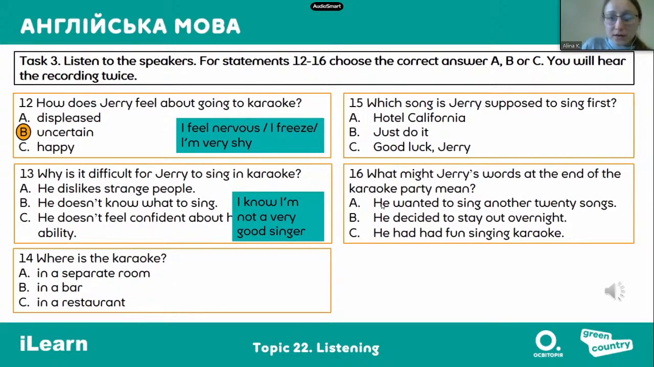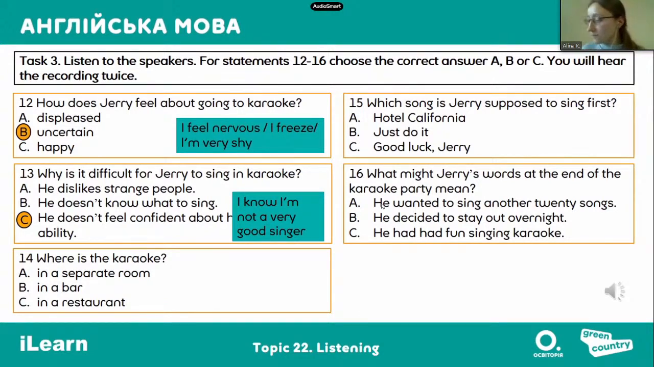So number 13, that's right. That is C. He doesn't feel confident about his singing ability. So I know I'm not a very good singer. Це просто перефраза, та сама ідея, але іншими словами.